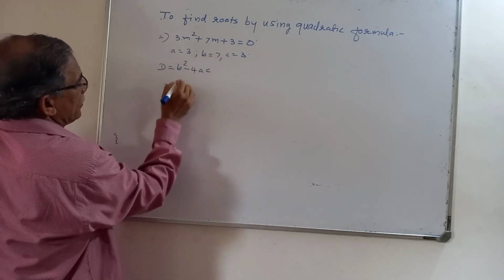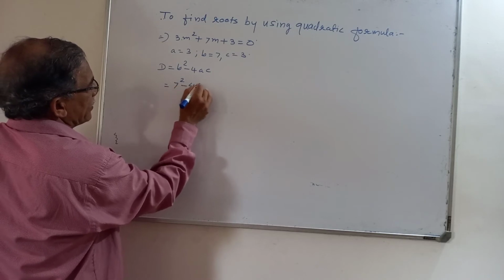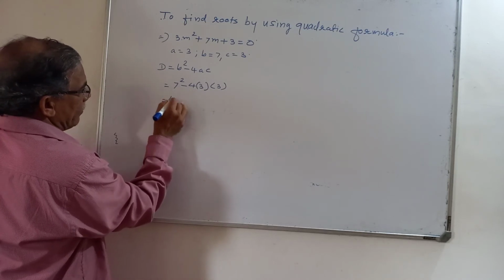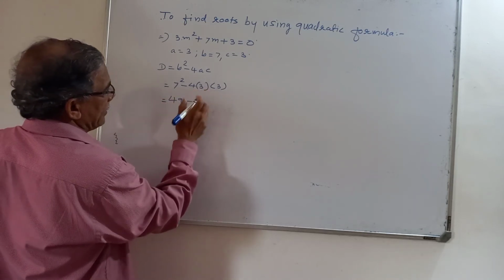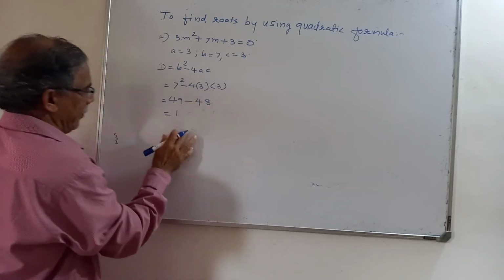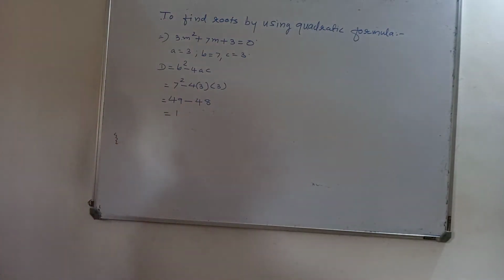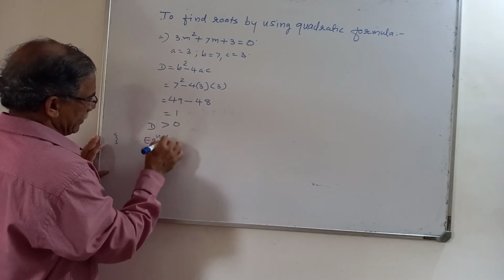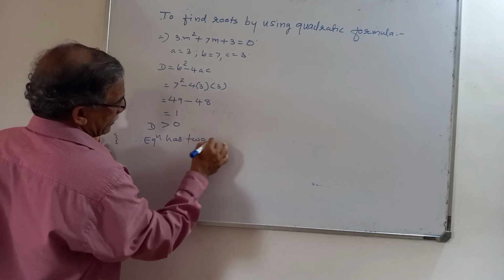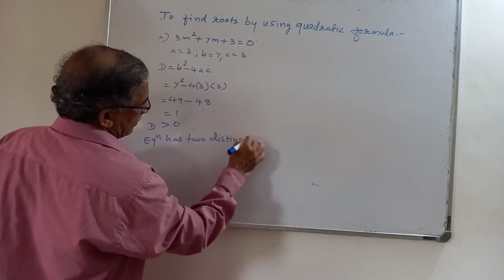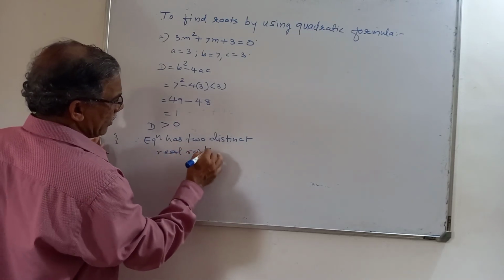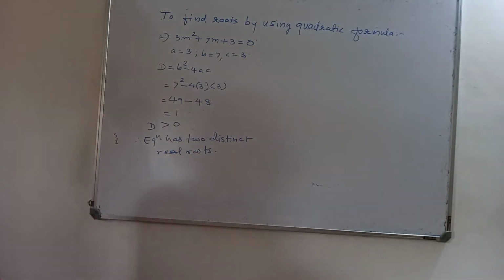So what is b here now? 7. 7 square minus 4 into a, which is 3, into c, which is 3. So 7 square is 49, minus 4 times 3 times 3 is 36, that is 13. Now what does it mean? It is greater than 0, isn't it? So you have to write D greater than 0, therefore the equation has two distinct real roots. Means we shall get two different values of x. That is the meaning of that.